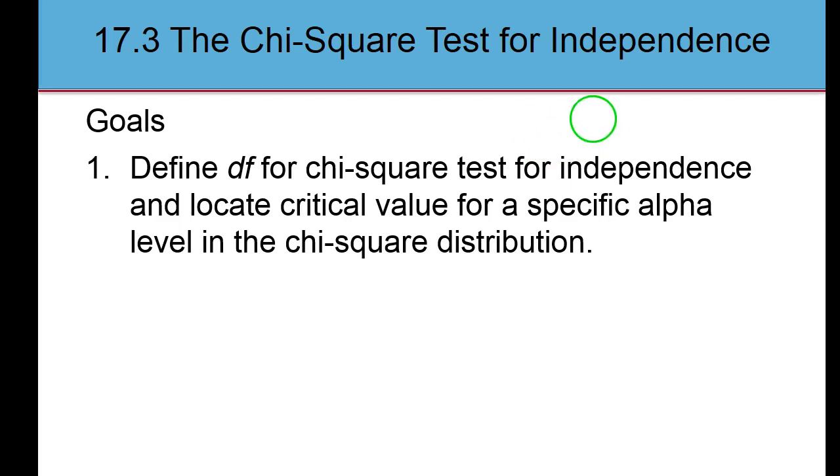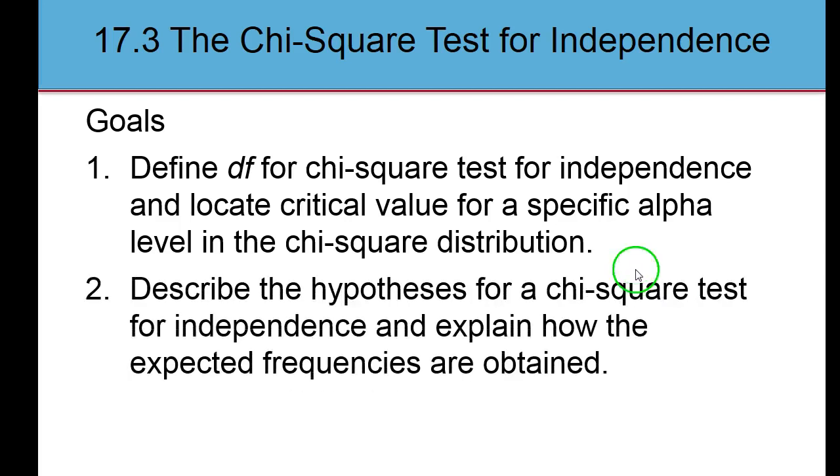chi-square distribution. So what we'll find is that the formula for degrees of freedom is different for this chi-square test, but locating the critical value, we use the same process as we did when we located the critical value for the chi-square goodness of fit test.